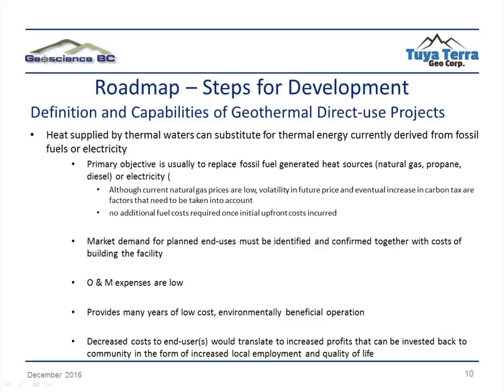The primary objective is usually to replace fossil fuel generated heat sources such as natural gas, propane, or diesel. And although natural gas prices are currently low, the volatility in future price and eventual increase in carbon taxes, for example, are definitely factors that need to be taken into account when evaluating a direct use project. Because the important thing here is that no additional fuel costs would be incurred once a direct use project is put into place, because the heat source is essentially coming from the ground, and if managed properly, it would be renewable.